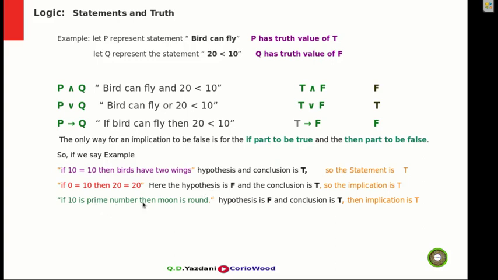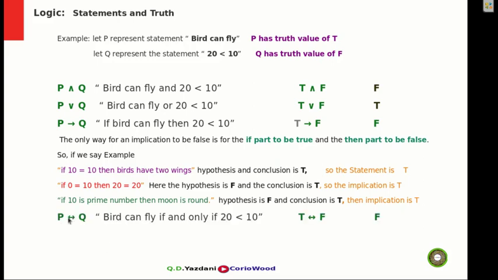If 10 is a prime number, then the moon is round. The hypothesis is false because 10 is not a prime number, and the conclusion, the moon is round, is true. The then part is true, so the implication is true.